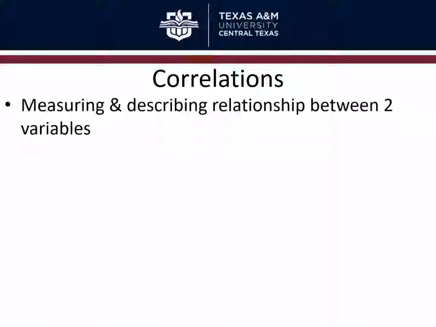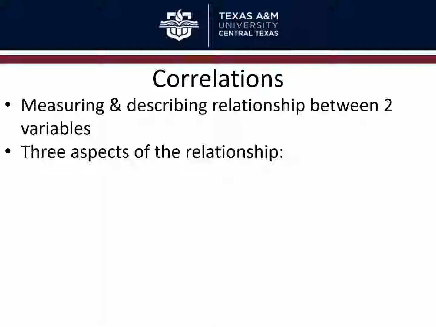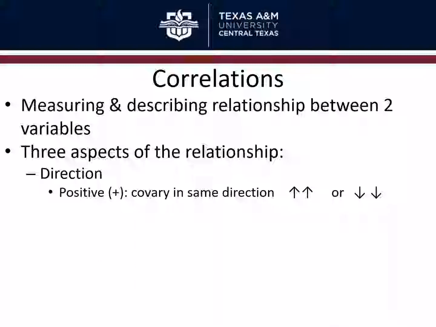So, correlations, what are they for? Well, they're for measuring and describing a relationship between two variables. So there's three aspects of the relationship that correlations typically look at. One being the direction of the relationship. The direction can be either positive or negative.